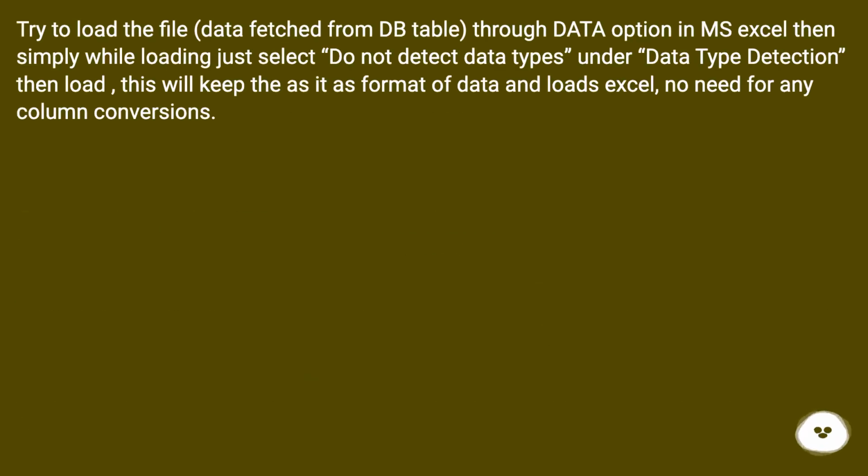Try to load the file, data fetched from a DB table, through the data option in MS Excel. Then simply while loading, just select do not detect data types under data type detection, then load. This will keep the data in its as-is format and load it into Excel, with no need for any column conversions.